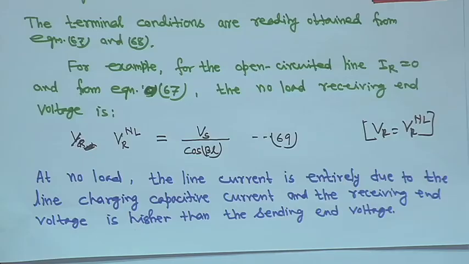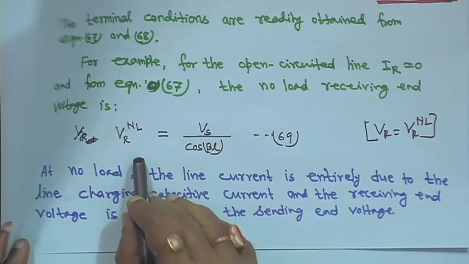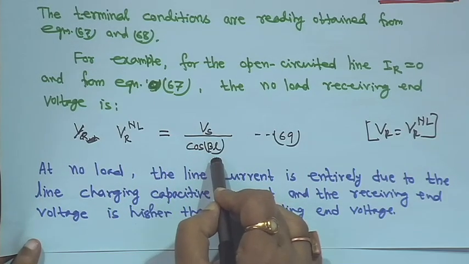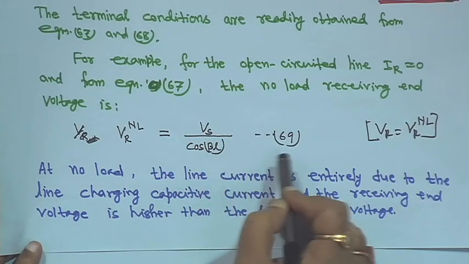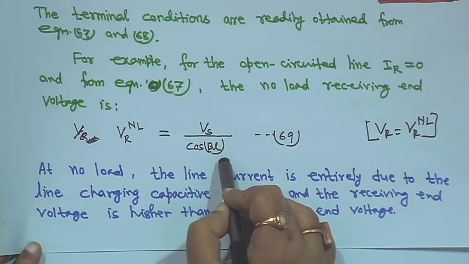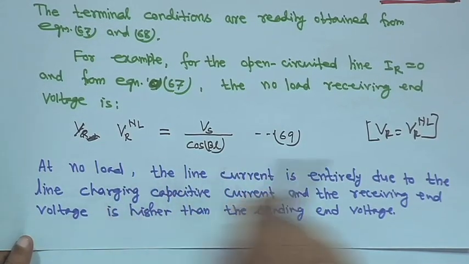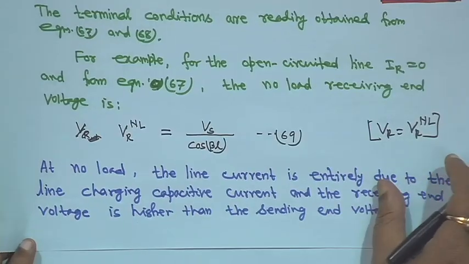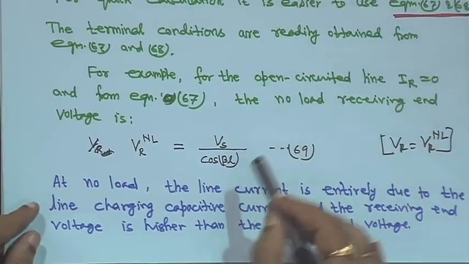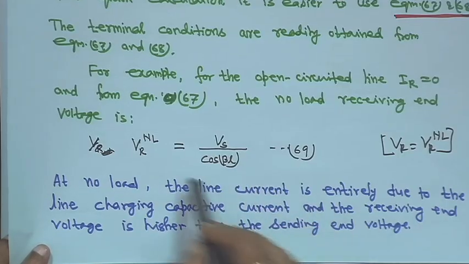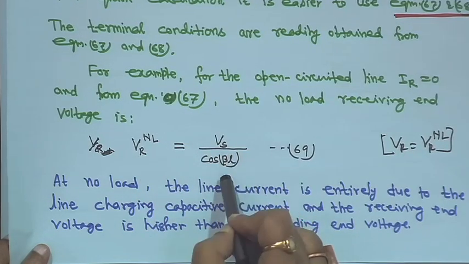So, what does it signify? At no load condition, the receiving end voltage is greater than the sending end voltage, because cosine is less than 1, right. This is called the Ferranti effect, and this is happening because of the charging admittance in the line, right. At no load condition this is happening. So, that is why V r N L is equal to V s upon cos beta L.